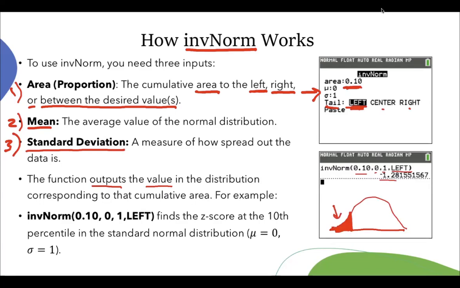And what the calculator invNorm is going to give us is the data value that's at that cutoff point, that dividing point between the bottom 10%, or the leftmost 10%, and the top 90%. invNorm gives you the cutoff between those two areas. And that negative 1.28 makes a lot of sense in that case because it's a z-score and anything on the left side of 0 is negative.